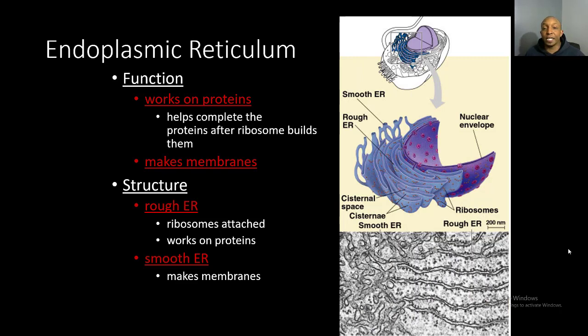And its function is to work on proteins, specifically the rough endoplasmic reticulum, which helps complete the proteins after the ribosome builds them. And it also makes membranes. So this would be the smooth endoplasmic reticulum.